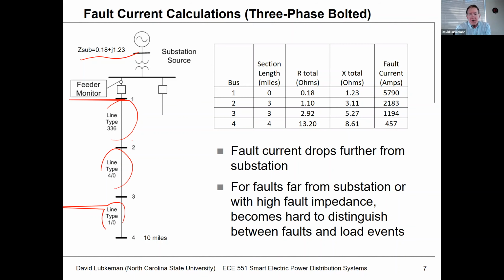And what this shows is, as you go from looking at faults at bus 1 to buses 2, 3, and 4, as you get further away from the substation, the fault current levels start to drop. We can predict what these fault current levels are by doing the short circuit analysis we talked about in the previous lecture. And we would use this information from the short circuit analysis in coming up with the appropriate protection setting set.